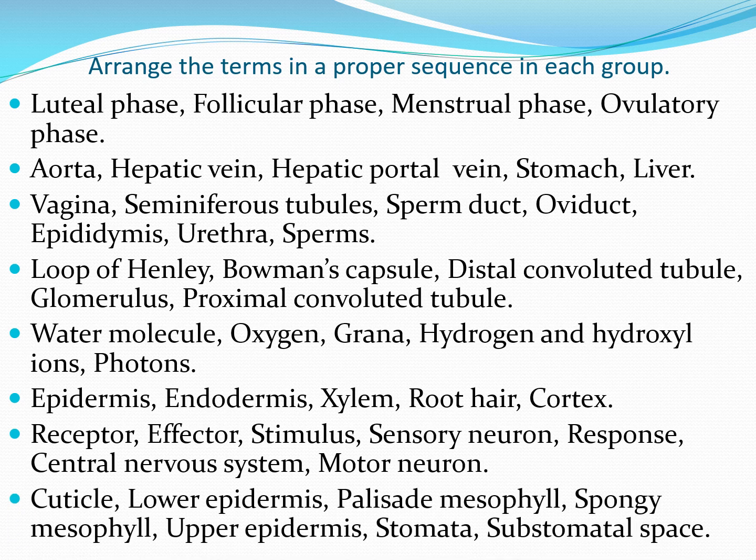Next, cuticle, lower epidermis, palisade mesophyll, spongy mesophyll, upper epidermis, stomata, substomatal space. It shows the TS of leaf, transverse section of leaf. It shows leaf internal structure. So let me start from the top. So it is cuticle followed by upper epidermis, then palisade mesophyll, then spongy mesophyll, then substomatal space, then stomata. Stomata is present in lower epidermis.